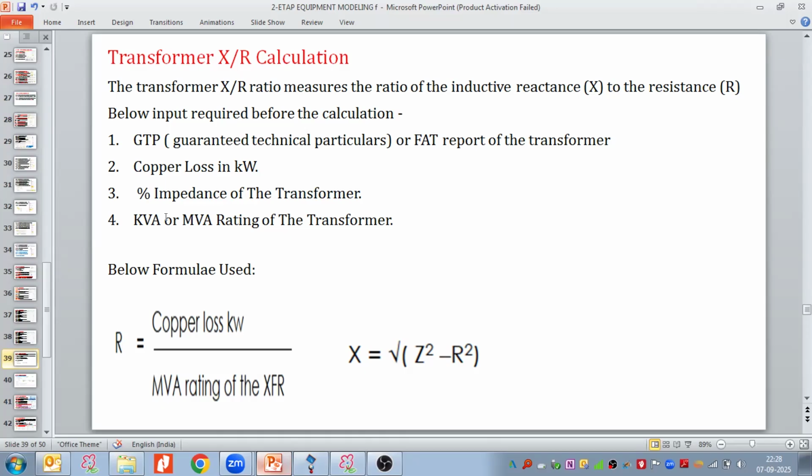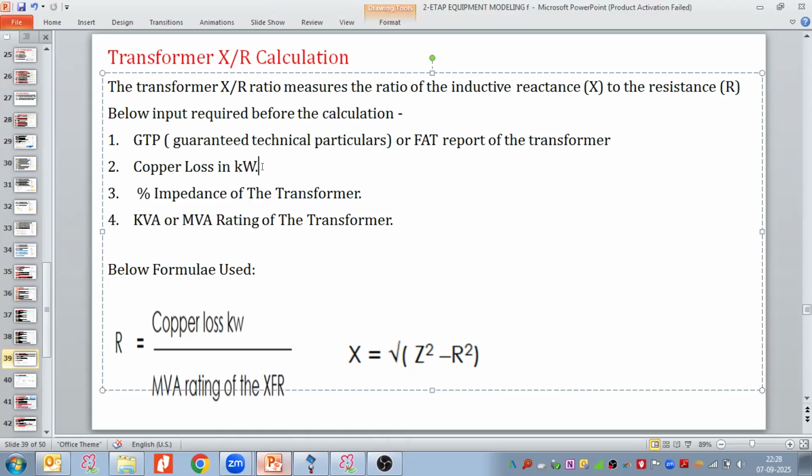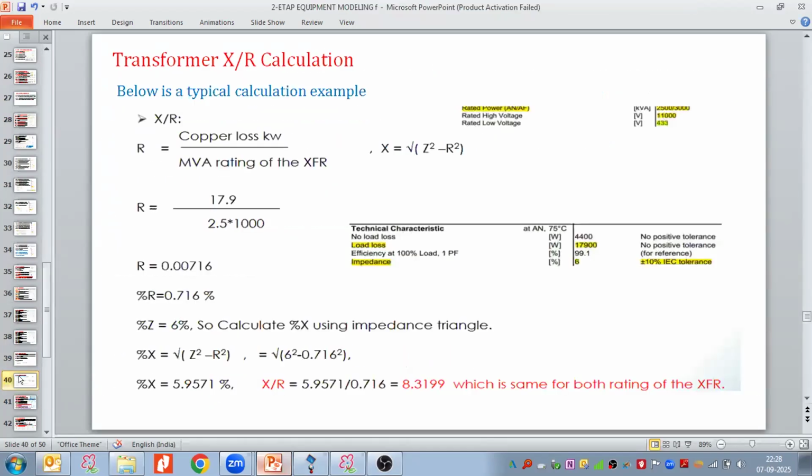And then we can use the formula, because I need to calculate X by R. So I can calculate the R. To find out the R of the transformer, the formula would be copper loss in kilowatts divided by the rating. So copper loss would be your full load loss, right? Isn't it? What is the copper loss? It is load loss.